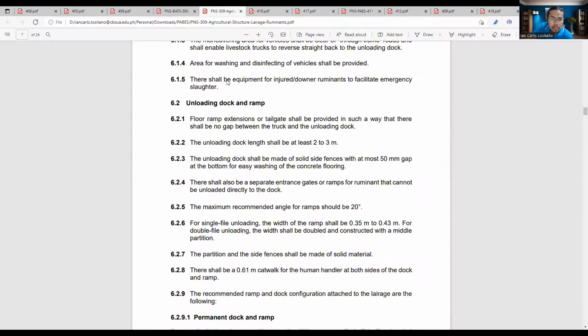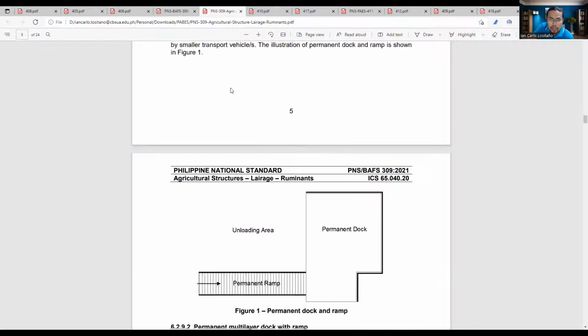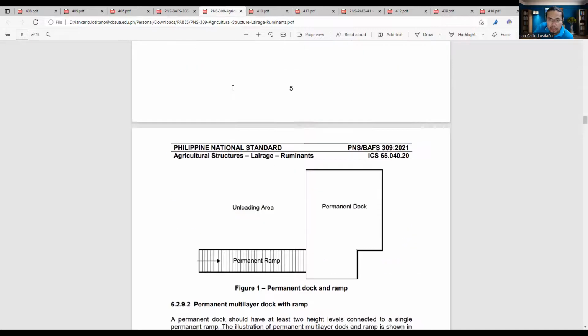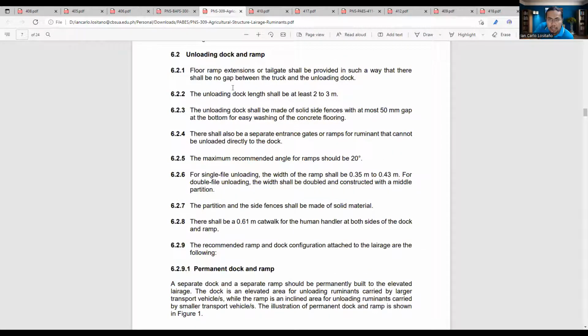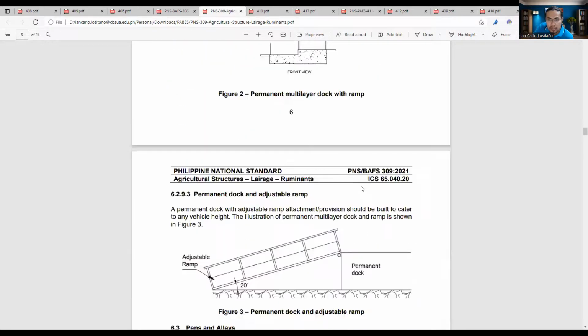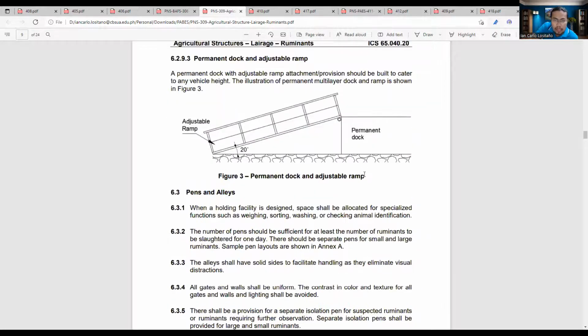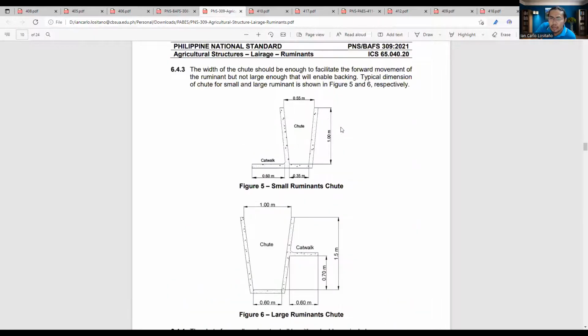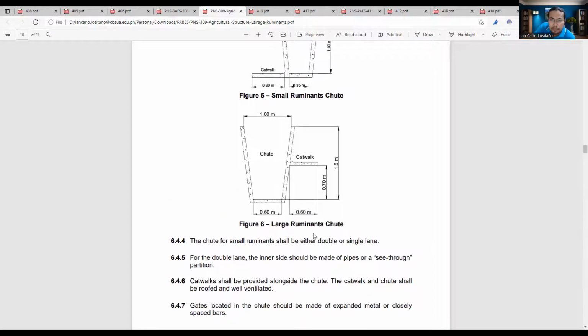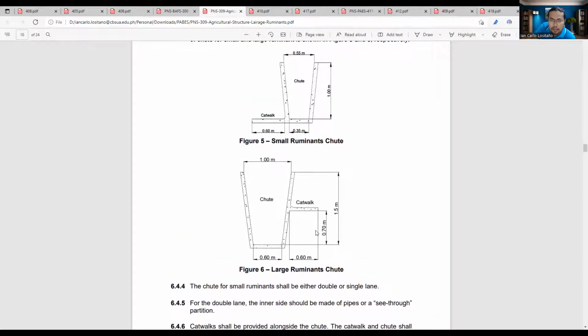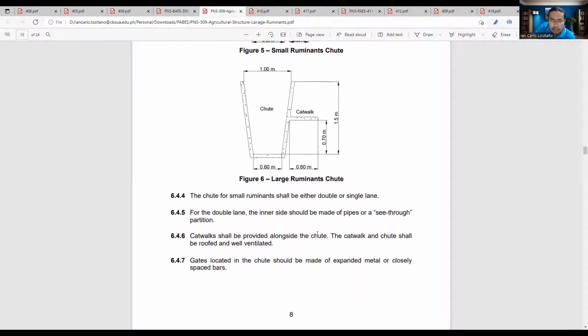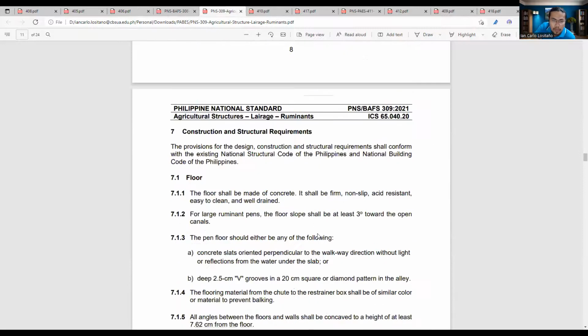You have your unloading area, unloading dock and ramp, permanent dock and ramp. Just a difference in the dimensional requirements, but in terms of the design, very much the same. For a permanent dock but adjustable ramp, you have the same presentation or schematic. And then the chutes. There's a difference for your smaller ruminants and the larger ones. The catwalk is for the people, the handlers themselves, to handle the animals.